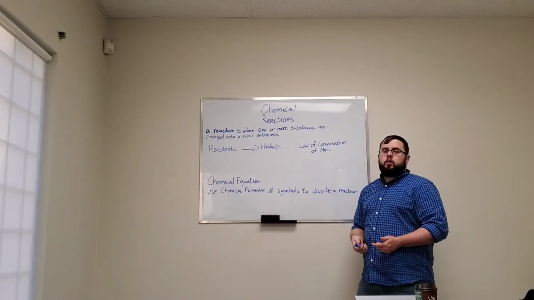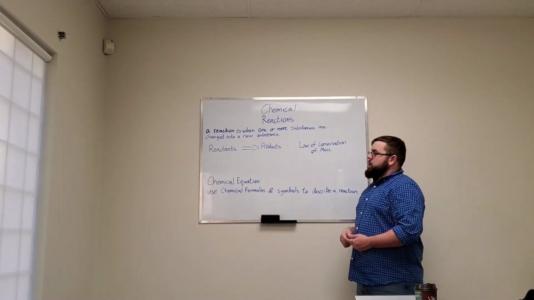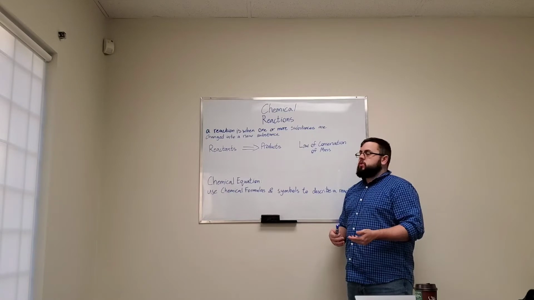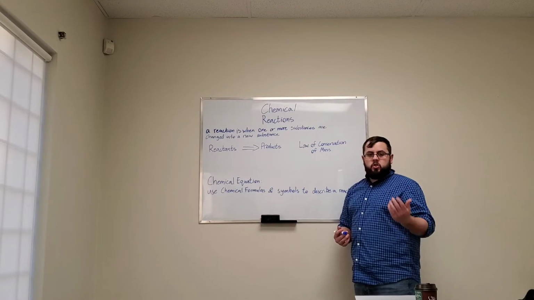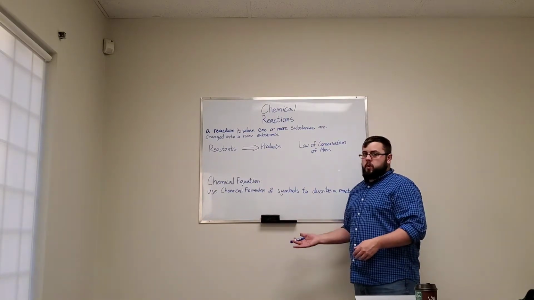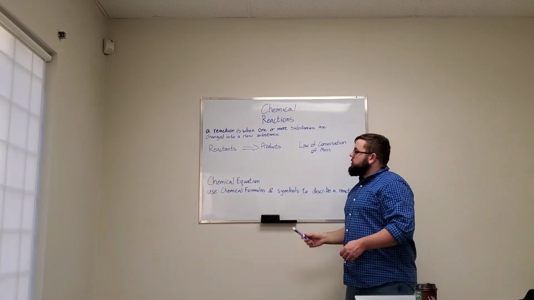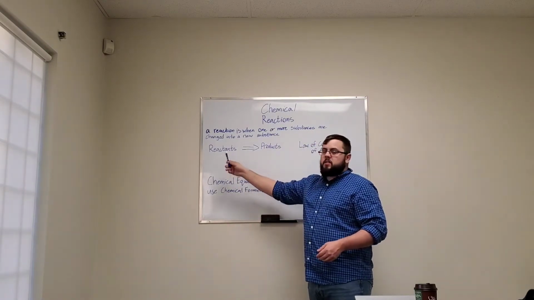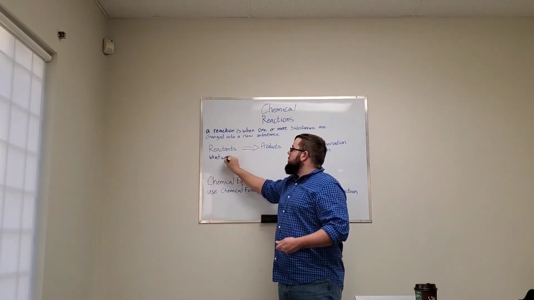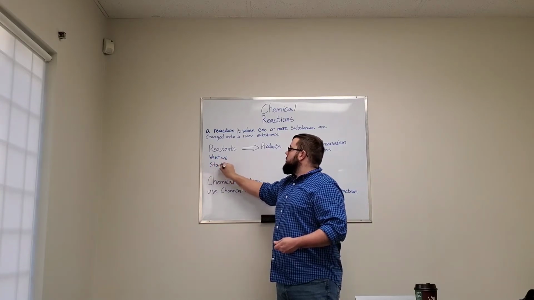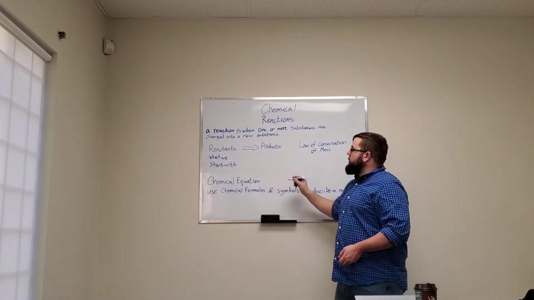Alright, so a chemical reaction is a reaction in which one or more substances are changed into a new substance. Whenever we have a reaction, there's always going to be stuff that we start with and stuff that we finish with, right? Whenever one or more substances changes into something new, the terms for these are reactants, for what we start with, and products, which is what we finish with.